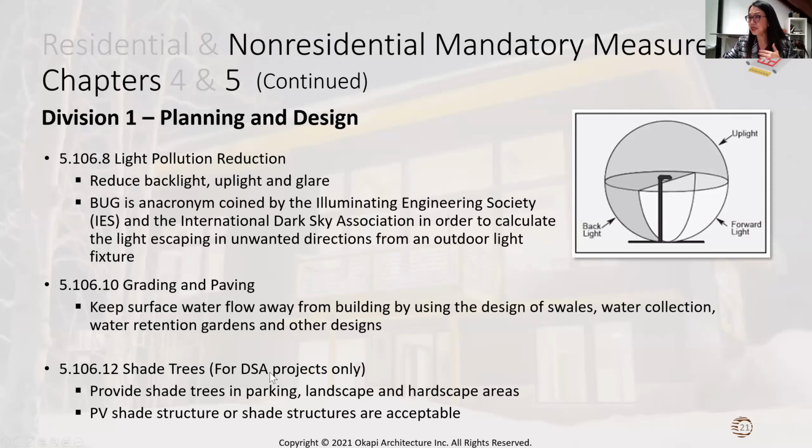And shade trees is DSA only. Eventually, I think it will come out to be more. So for the DSA building only, you either use landscaping or, interestingly, you can use a shade structure with solar panels.